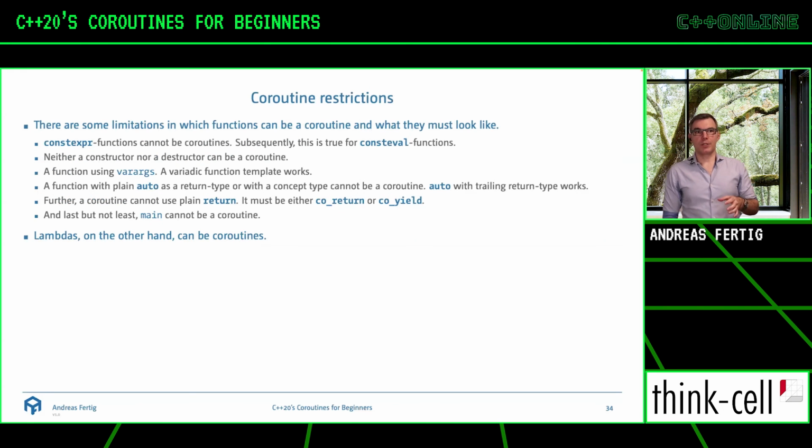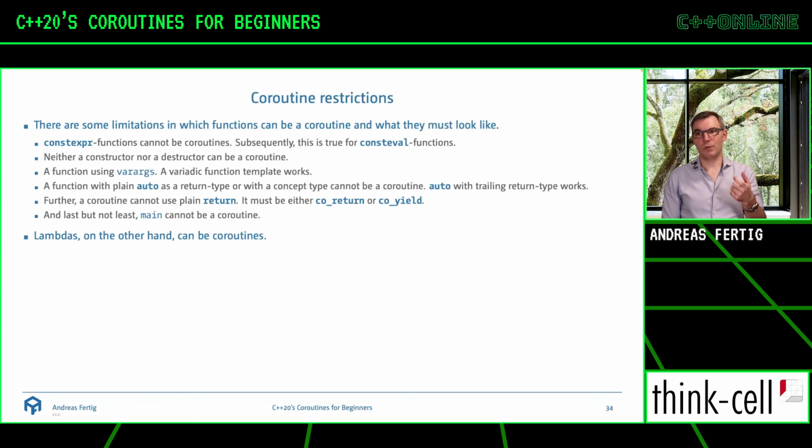There are some restrictions or limitations when it comes to coroutines. So constexpr functions, for example, cannot be coroutines. Subsequently, this is true for consteval functions. A constructor and a destructor cannot be a coroutine. I mean, what would that mean, right? So a half constructed or half destructed object sounds difficult. A function using varargs cannot be a coroutine. Do not confuse that with variadic functions in C++11 and later. They work because they are function templates. Or function templates, I should say precisely.